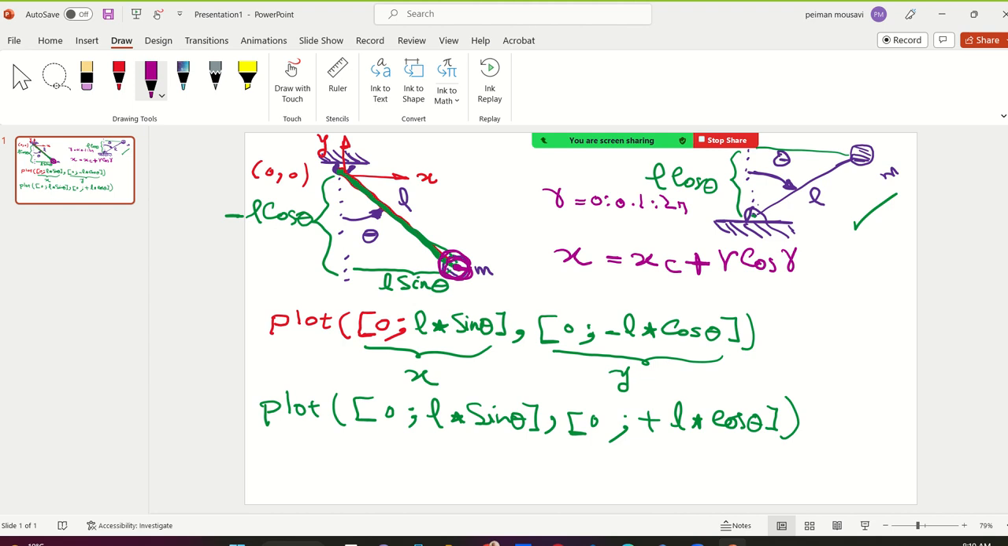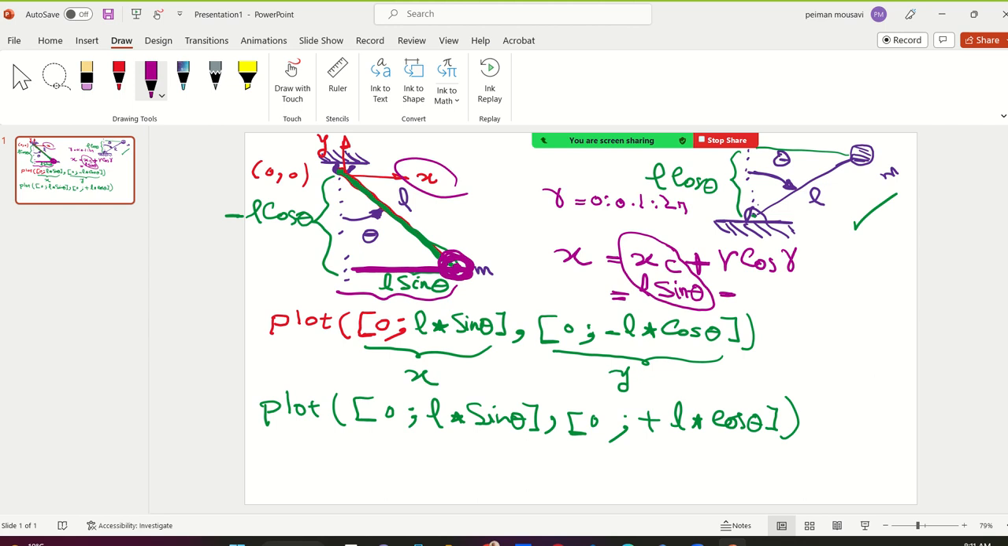So this is how to plot this circle at the end. Let me show you. x of c is how much? Yeah, x of c is the x coordinate of the center of the circle, with respect to the coordinate system. It is L sine theta. This is x of c, the x component of the center of the circle. See what I'm saying?